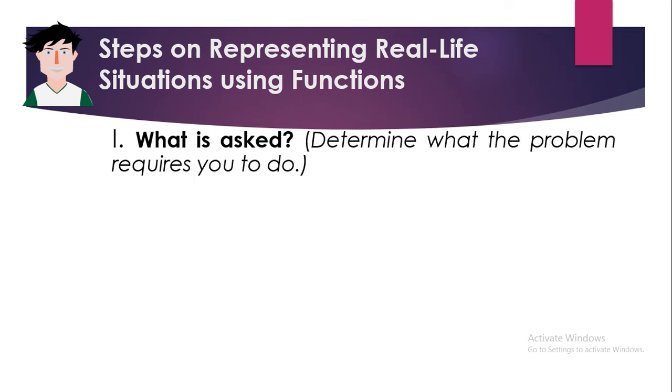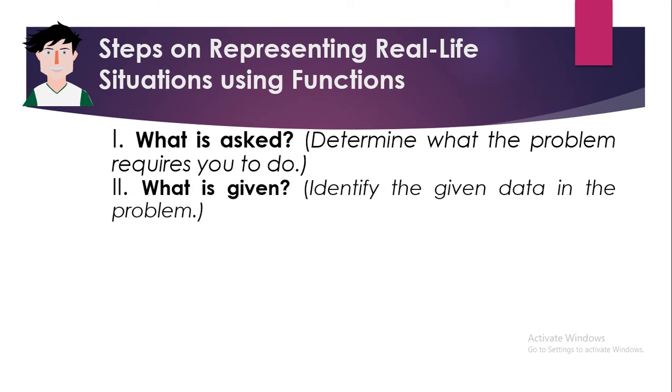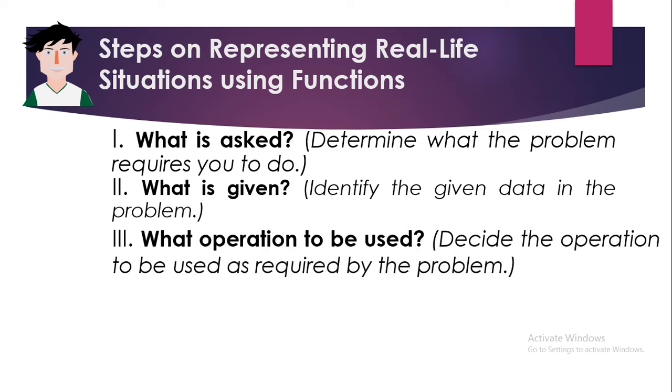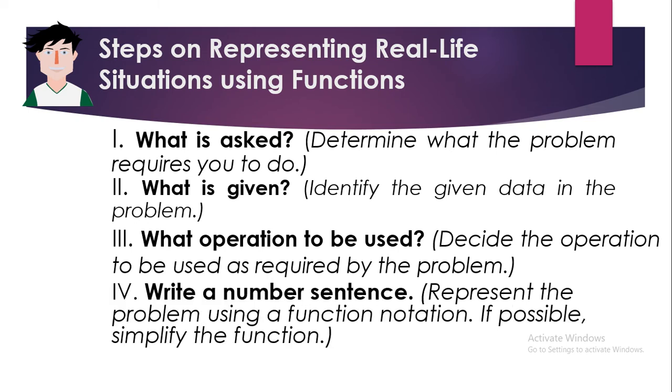The first step, what is asked? Determine what the problem requires you to do. Second step, what is given? Identify the given data in the problem. Third step, what operation to be used? Decide the operation to be used as required by the problem. And the last step, write a number sentence. Represent the problem using a function notation. If possible, simplify the function. So those were the 4 steps to follow in representing real-life situations using function.